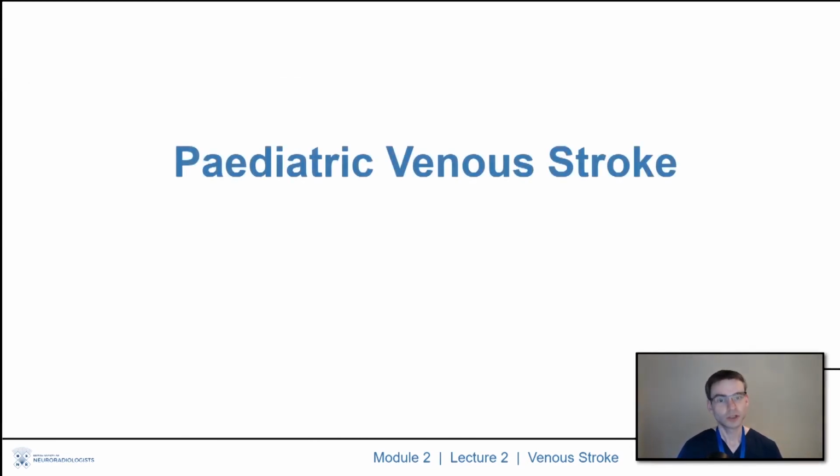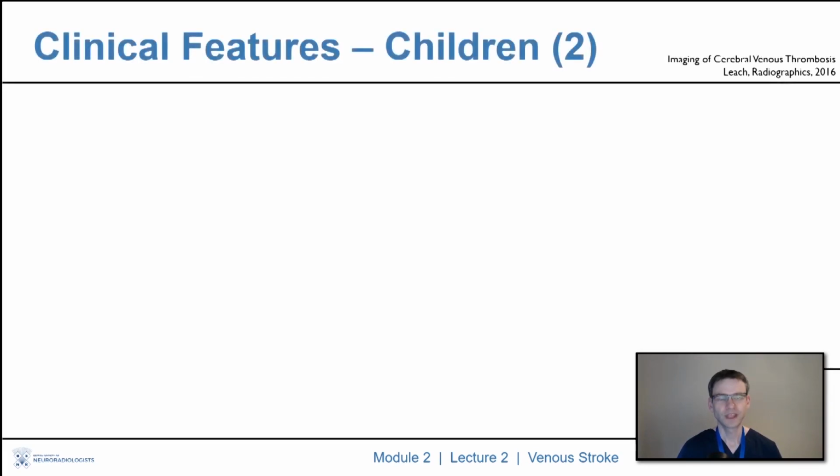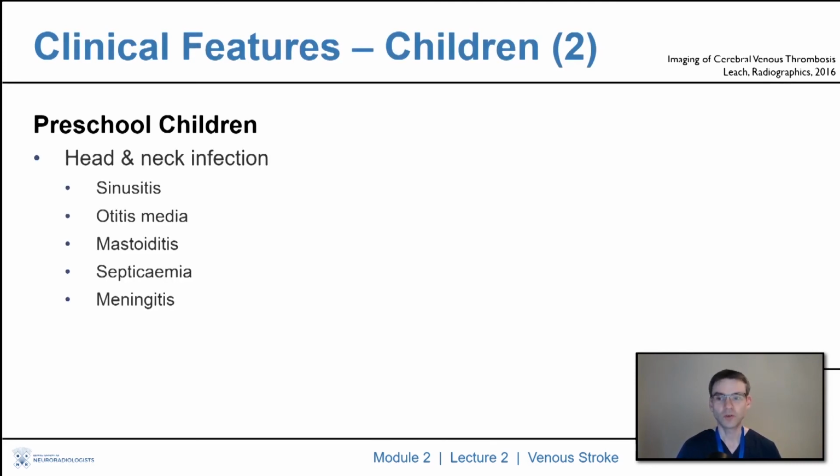Next, we move on to children. So clinical features in children are going to vary by the age of the child. In preschool children, venous stroke is often associated with head and neck infection, causing lots of inflammation and generating a thrombotic state. So we think of head and neck infections like sinusitis, otitis media, mastoiditis, sepsis, meningitis. And obviously the symptoms can be quite variable, particularly if the child is not able to express exactly what's wrong with them. They could be drowsy or have a headache or present with a focal neurological deficit.